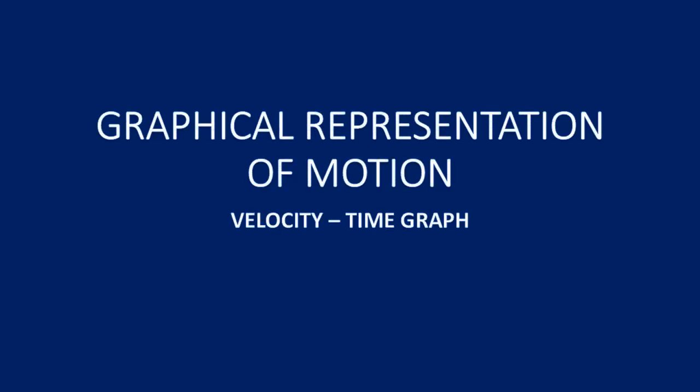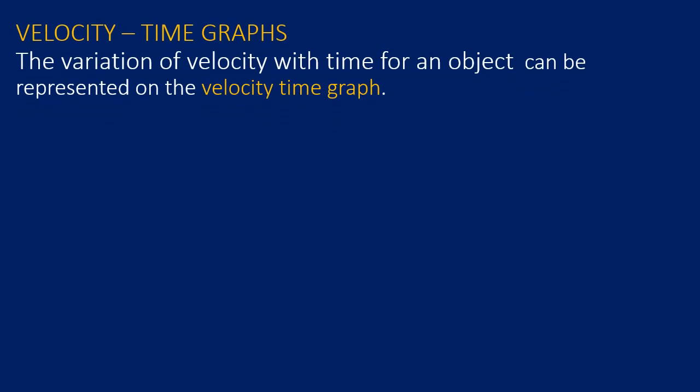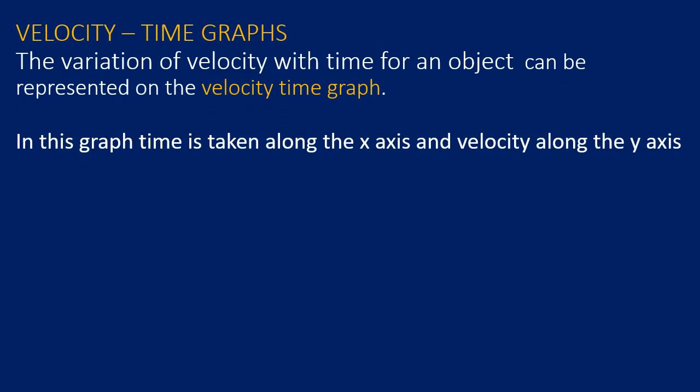So children, let us continue the graphical representation of motion. Today in this module we'll discuss velocity time graphs. The variation in velocity with time for an object moving in a straight line can be represented by velocity time graph. So in this graph, time is taken along the x-axis and velocity along the y-axis.